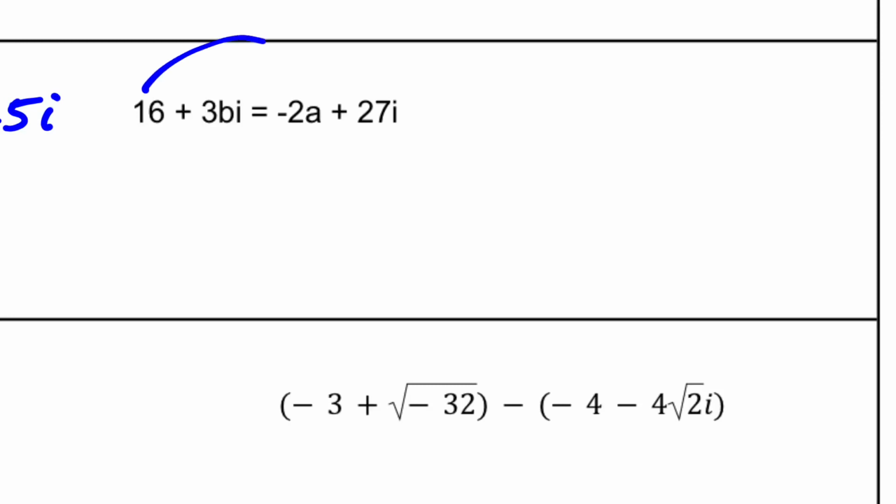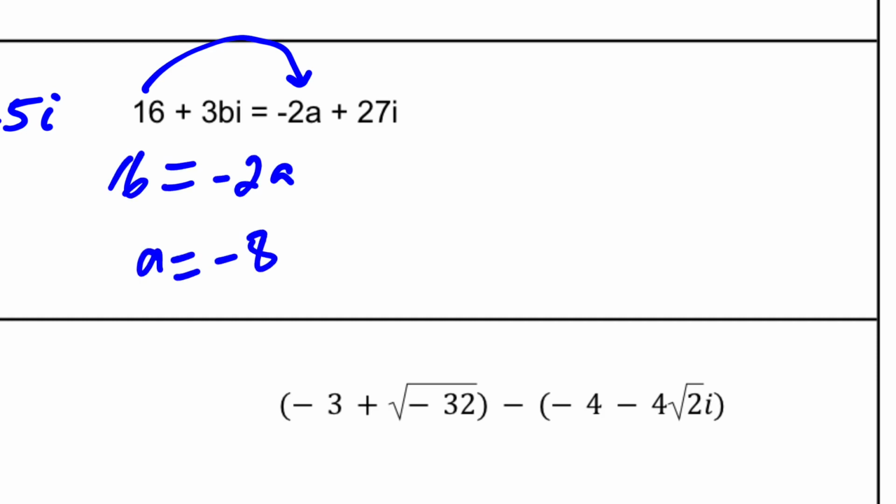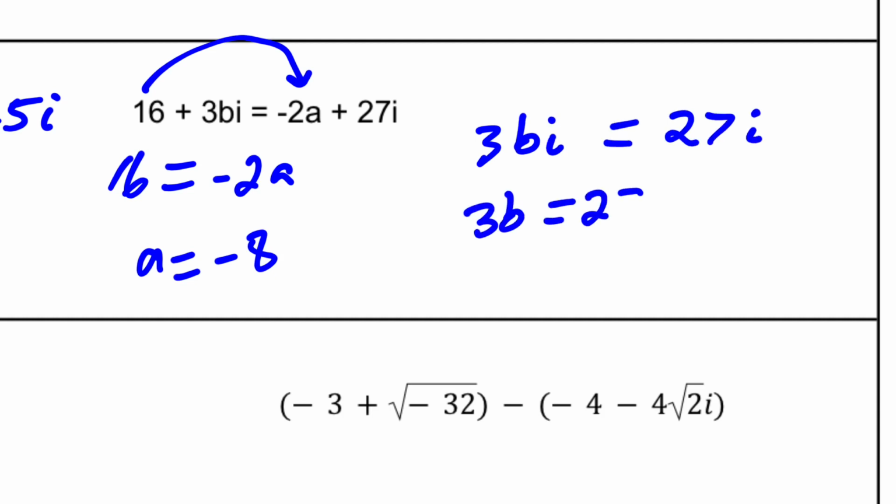Similar here, 16, negative 2a. So 16 is equal to negative 2a, so a has to equal negative 8. And then I have 3bi is equal to 27i. So 3b is equal to 27, so b is equal to 9.